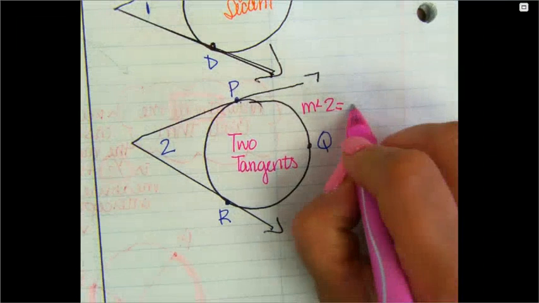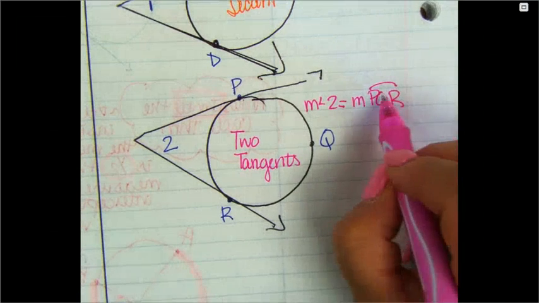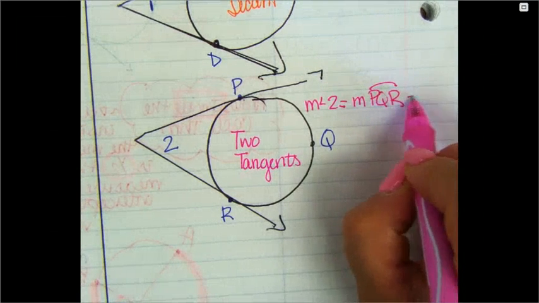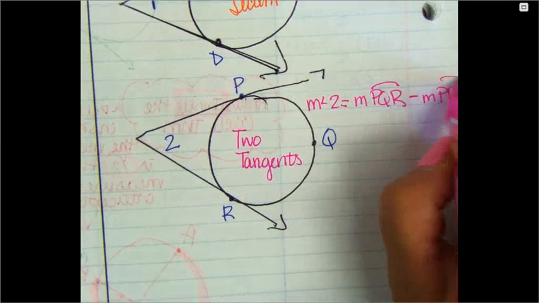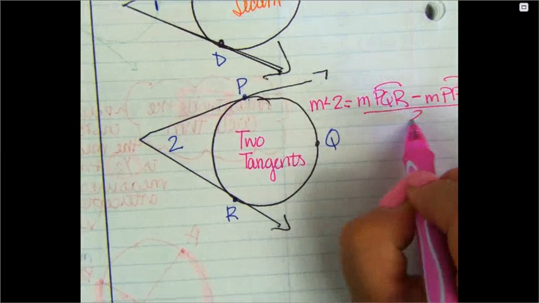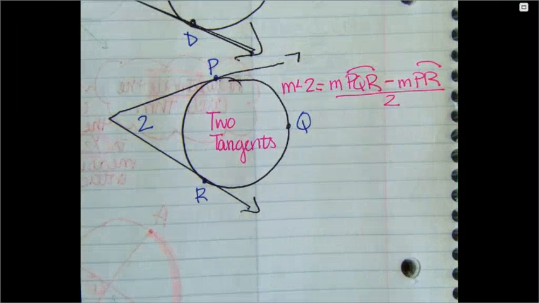Measure of arc PQR minus measure of arc PR, all divided by 2. Yes? Theorem's the same. The only thing is I changed the letters to make it look different. It's exactly the same, yes?